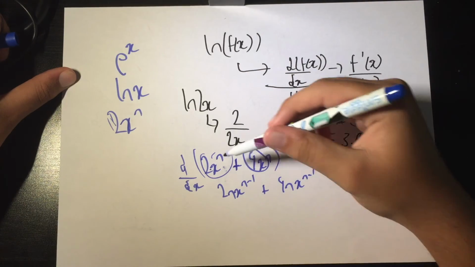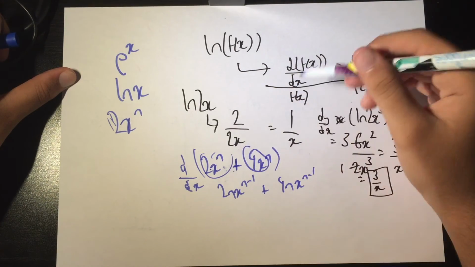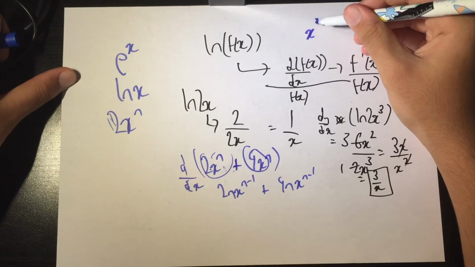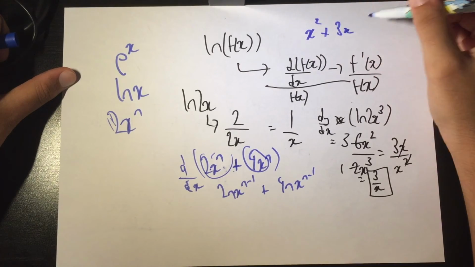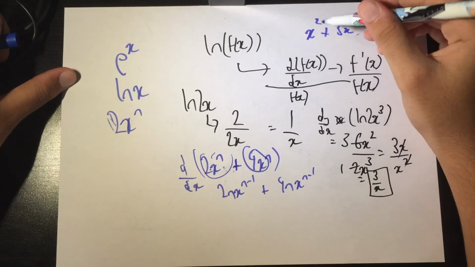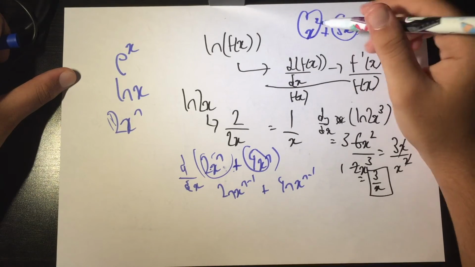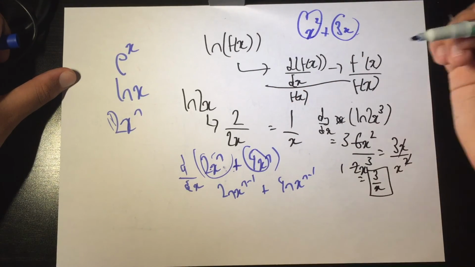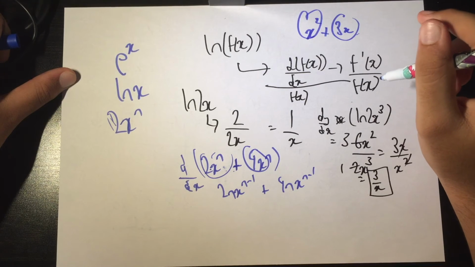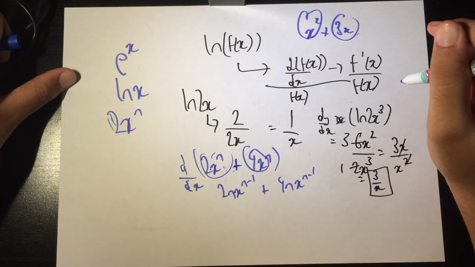So if we're adding two functions, many functions are there, x squared plus 3x, suppose there's a function like this, so we differentiate this term and differentiate this term. We just differentiate separately and add them together. It's that simple actually.